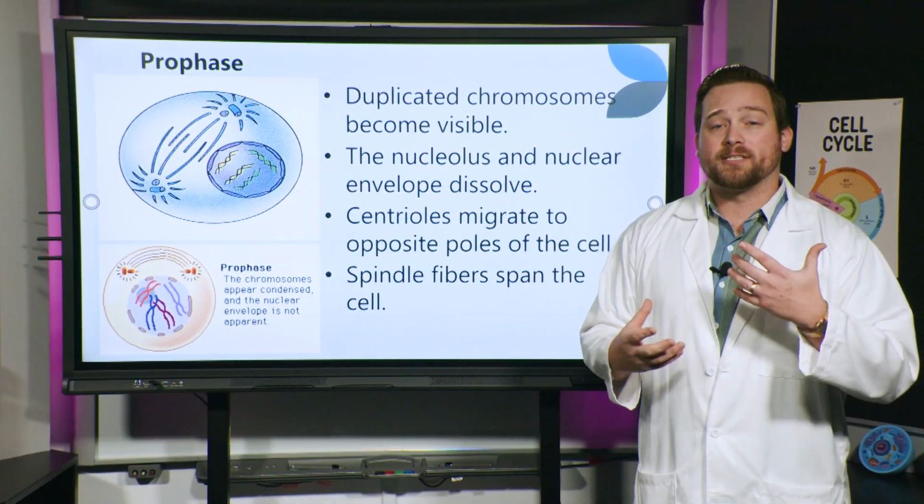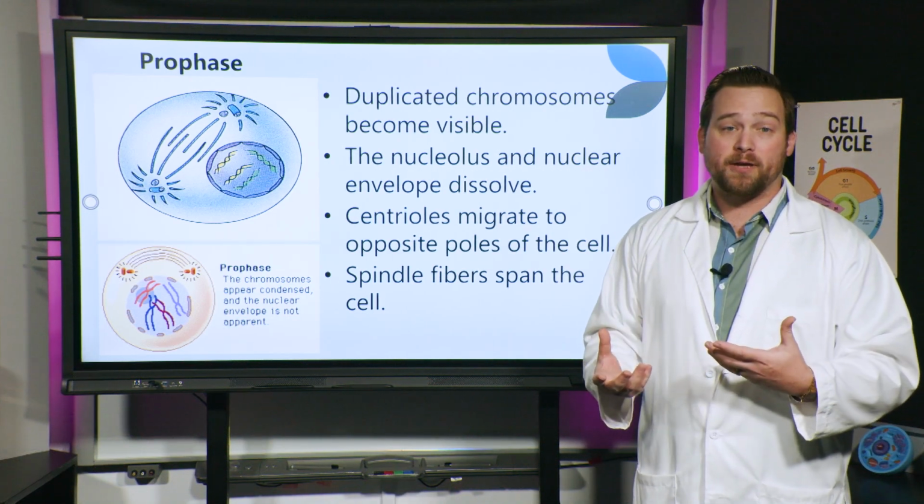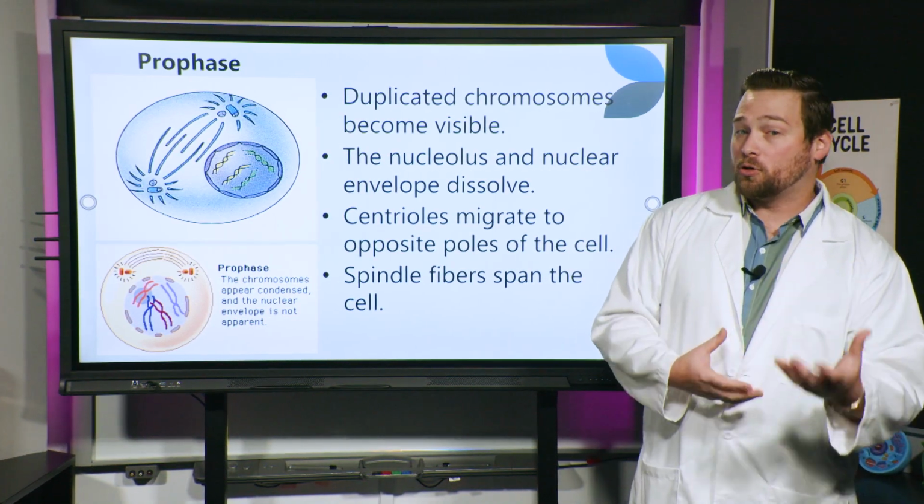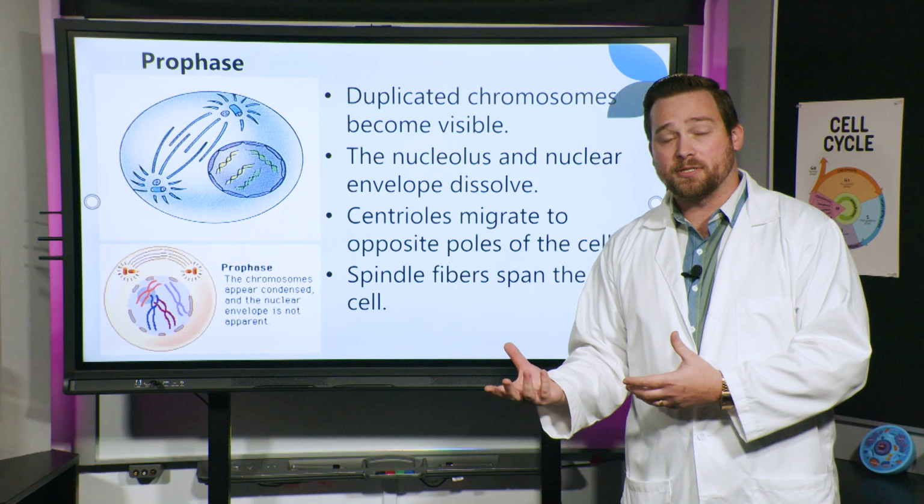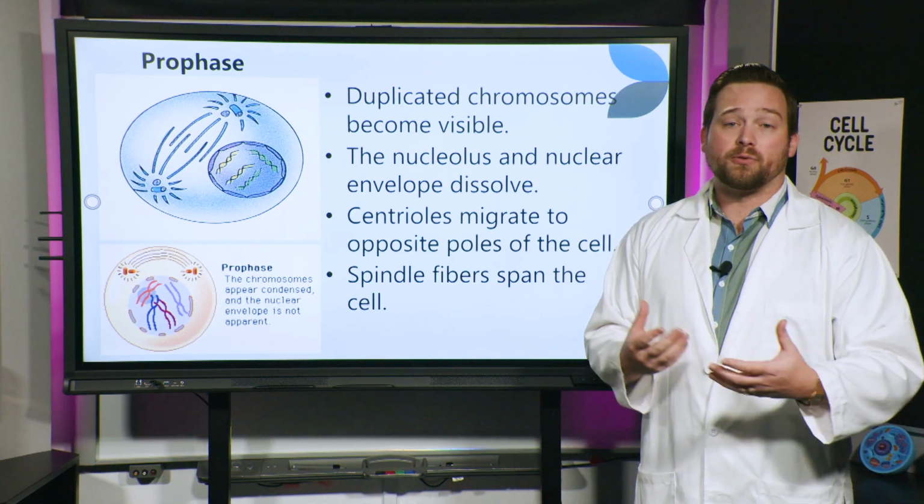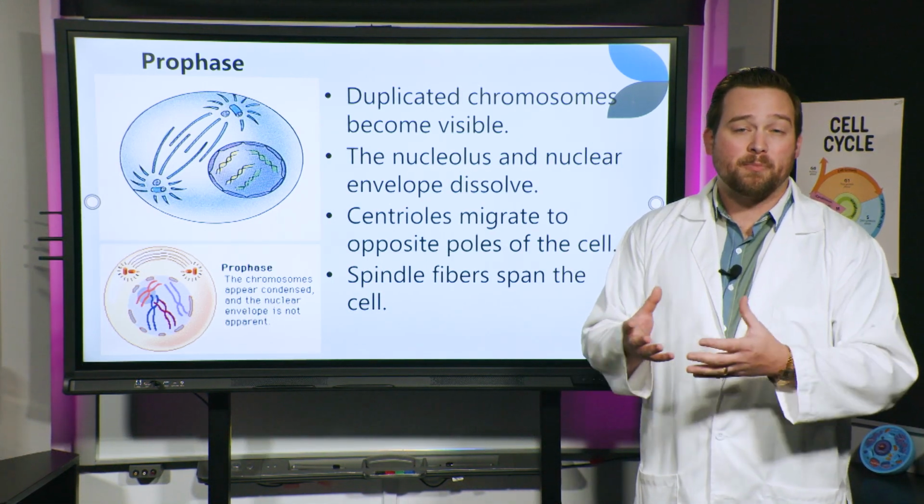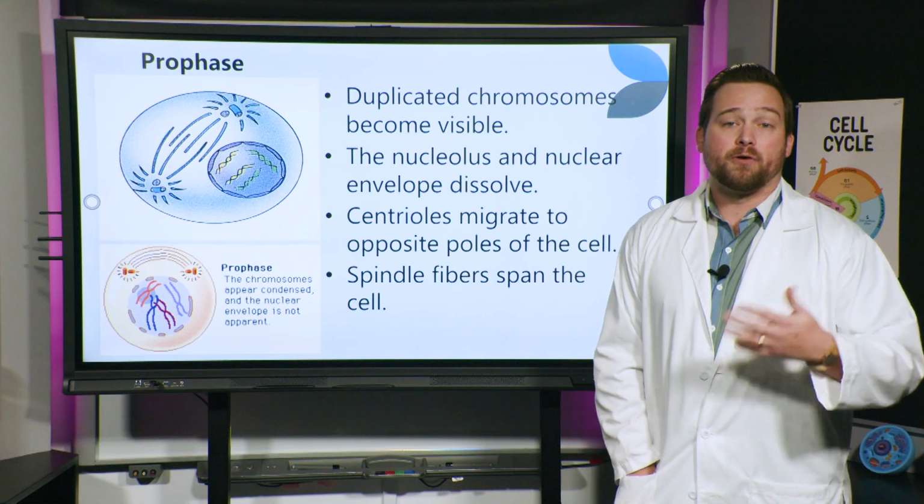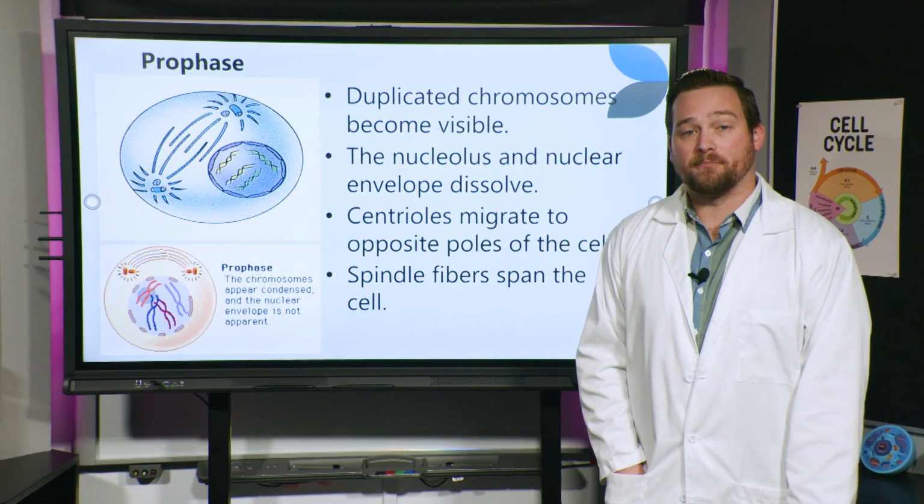So this is the longest phase. Sometimes it's hard to tell if a cell is in prophase or not. Sometimes you'll see a little bit of a nucleus, and sometimes the nucleus has already disappeared. So this is the longest and maybe most complicated of the parts of mitosis.